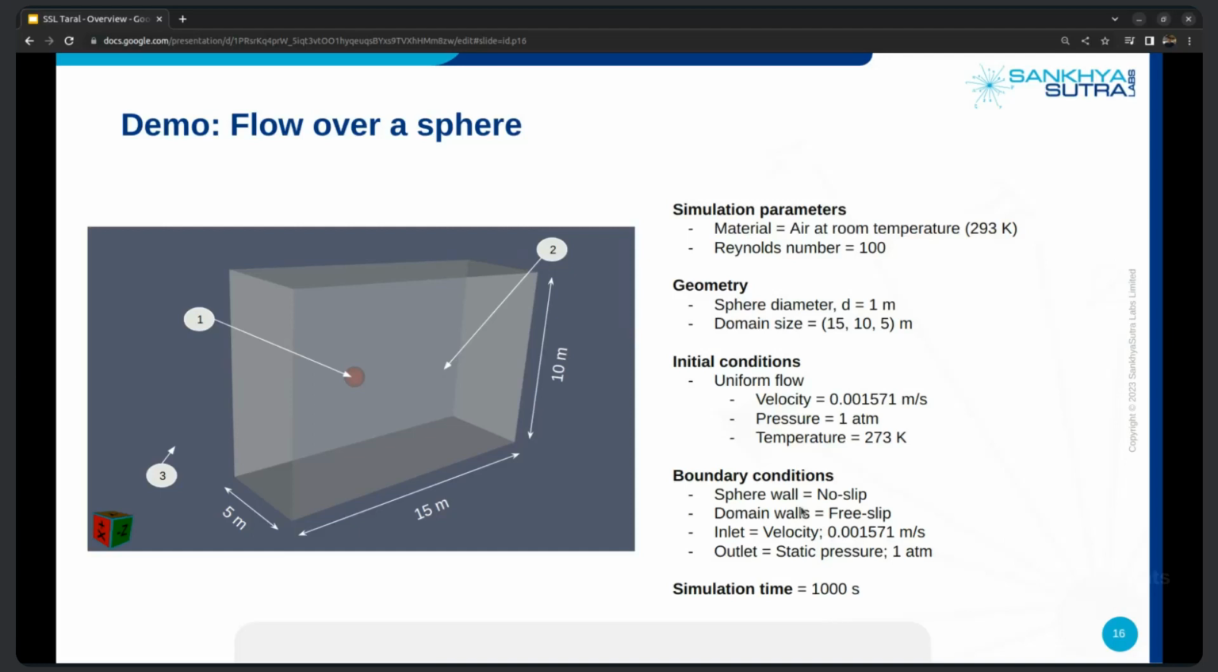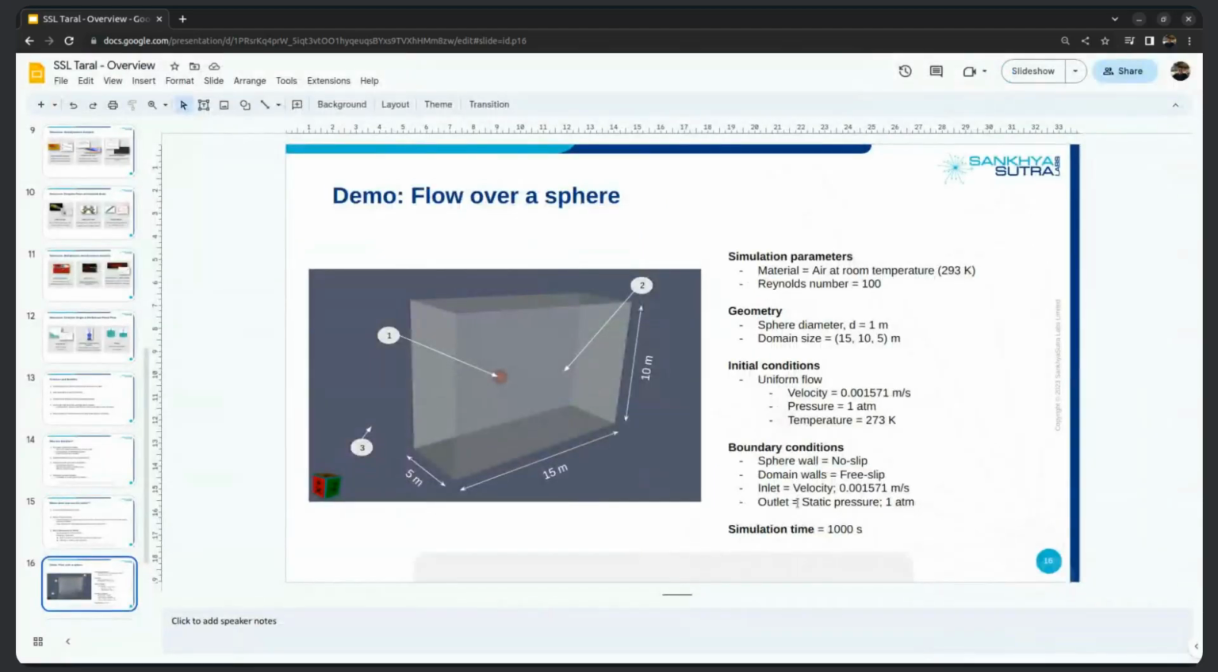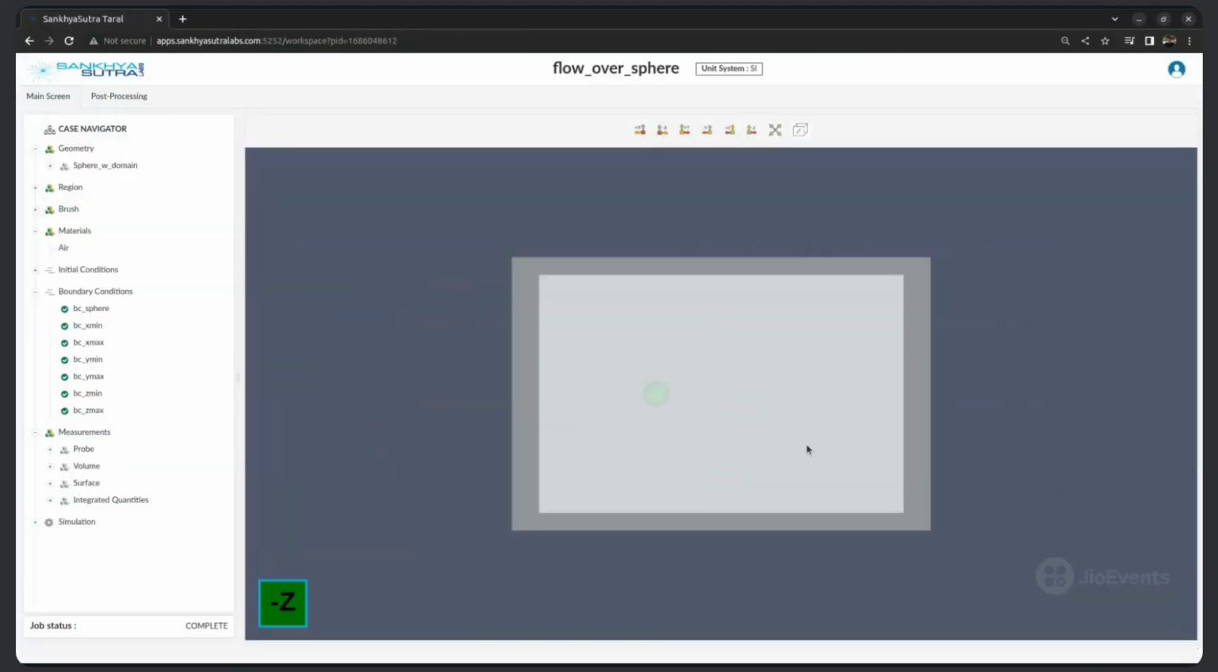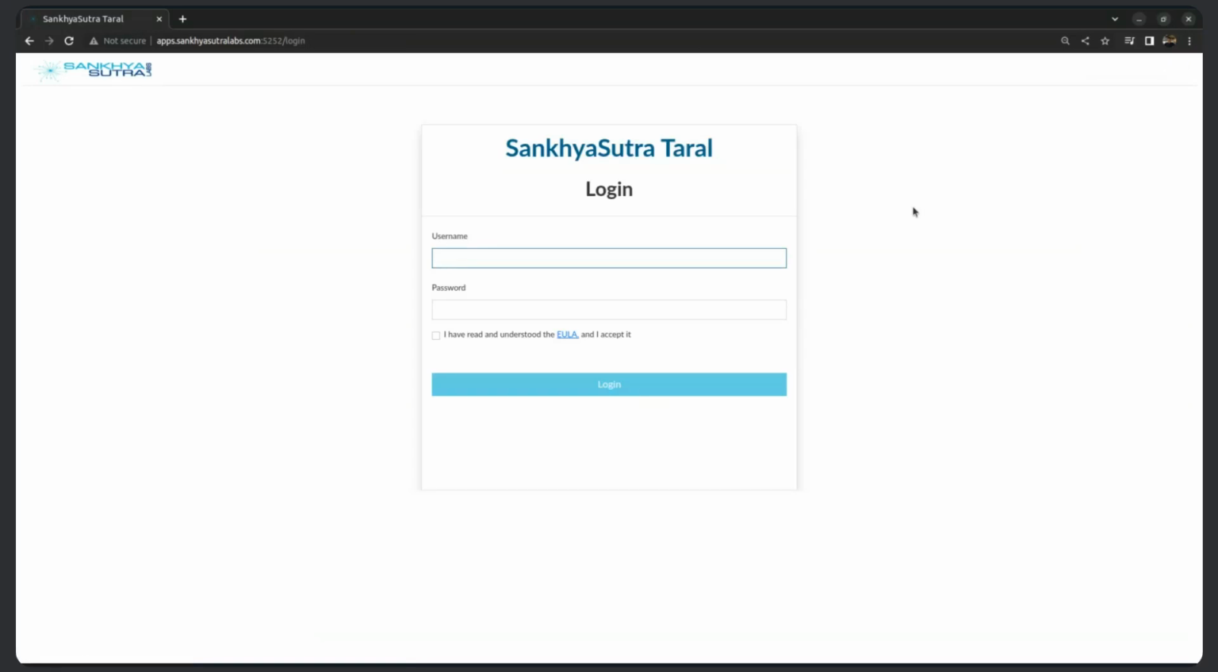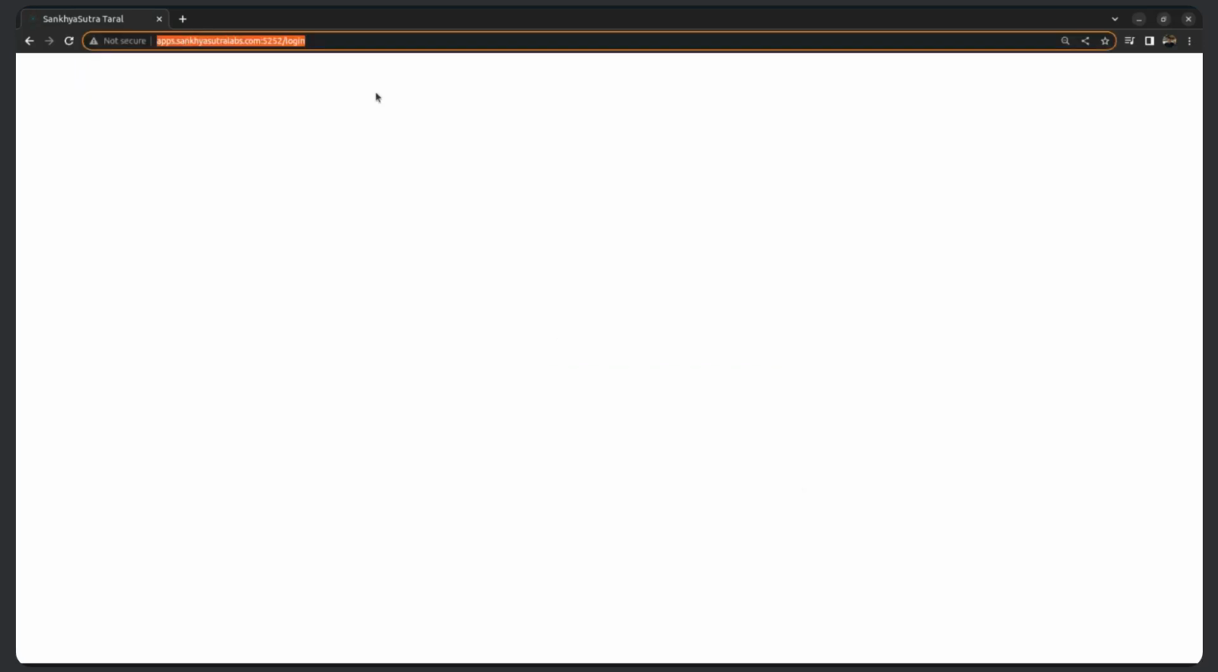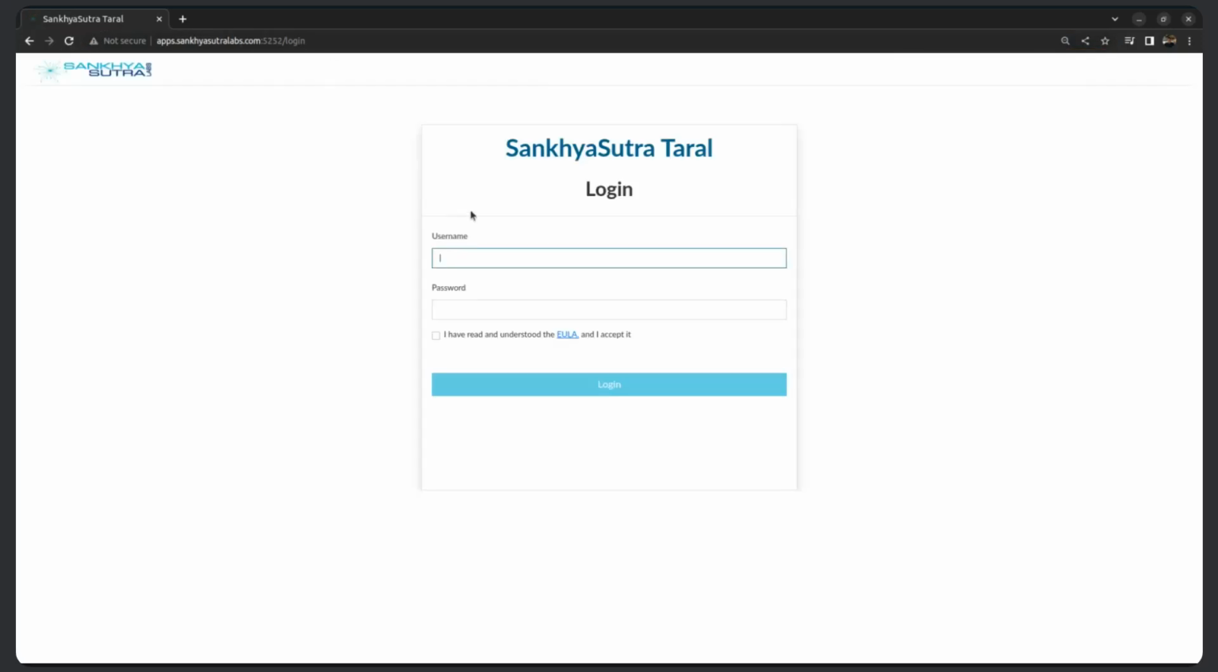So I will showcase the graphical user interface for our solver. You can access the Taral GUI by using this link here. It's called apps.sankhyasutralabs.com. And when you get to the web page, you'll be given a set of credentials that you can use to log in. I will log in with my credentials right now. And basically, it says that there's an end user license agreement. I urge you to go through it before just clicking this tick button and logging in.